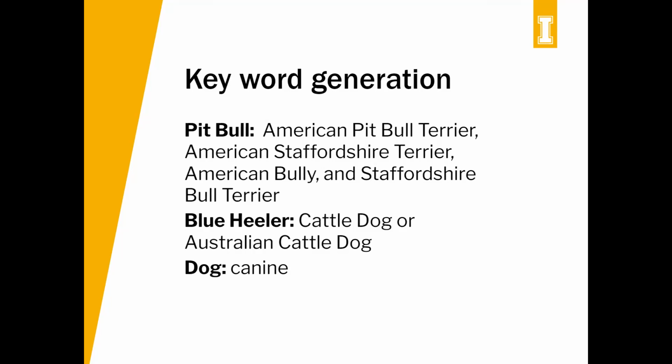Also, a blue heeler could be a cattle dog or an Australian cattle dog. And then a dog is also canine. For scientific terms, you're always going to want to make sure that you're using scientific terms as well as common terms, and that you're also spelling things out completely. It's like E. coli. I don't know what the E stands for off the top of my head, but you're going to want to find out and use that whole word. Does that make sense?